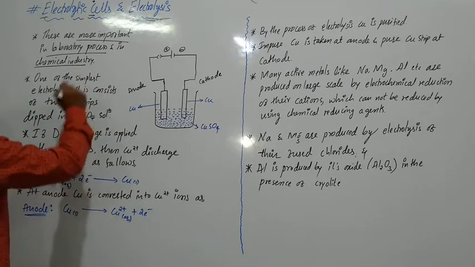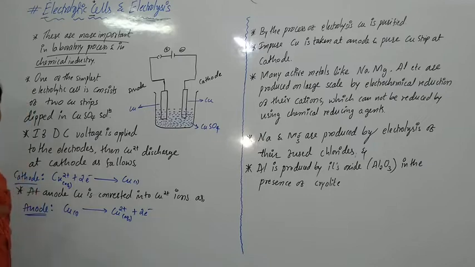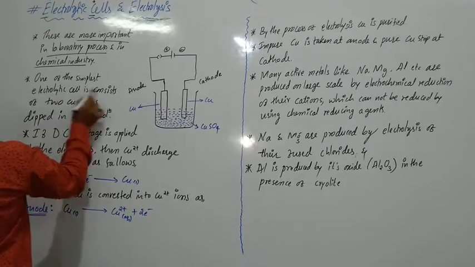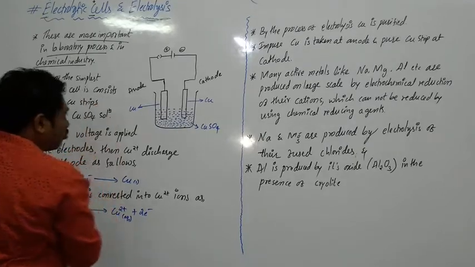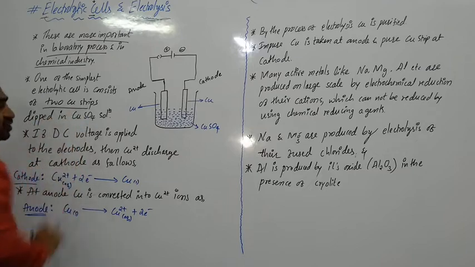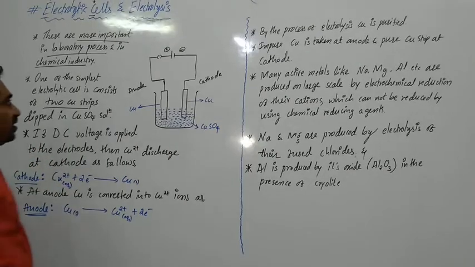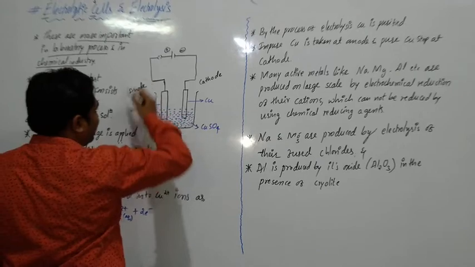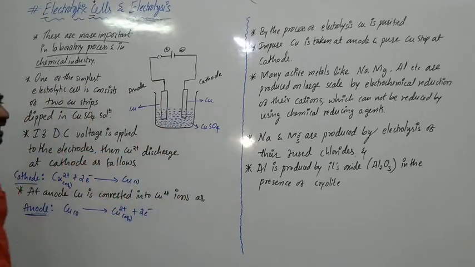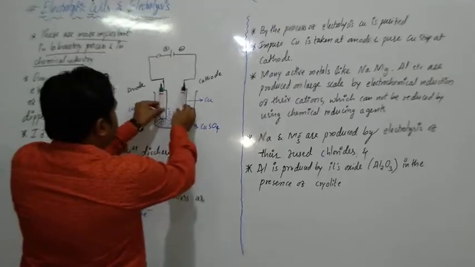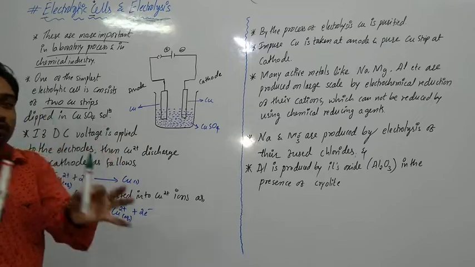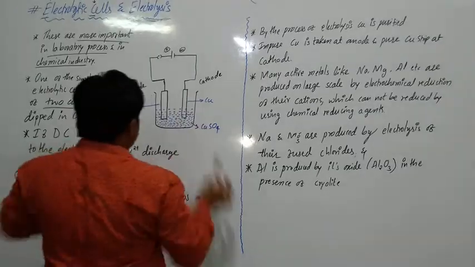Okay. So here we have discussed the simplest electrolytic cell. One of the simplest electrolytic cells consists of two copper strips as copper electrodes. Here this is my electrolytic cell. In this electrolytic cell I have taken two simple copper strips as copper electrodes.